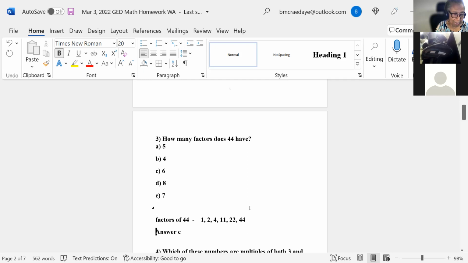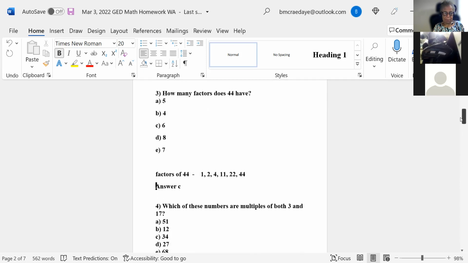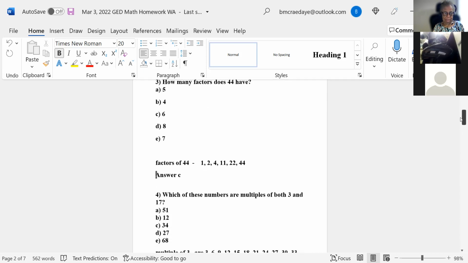Okay. All right. Now let's go to number 4. Which of these numbers are multiples of both 3 and 17? What did you come up with? Which of these numbers are multiples? In other words, you multiply the number by 1, then by 2, by 3, by 4, etc. So which one of these numbers are multiples of both the number 3 and the number 17?